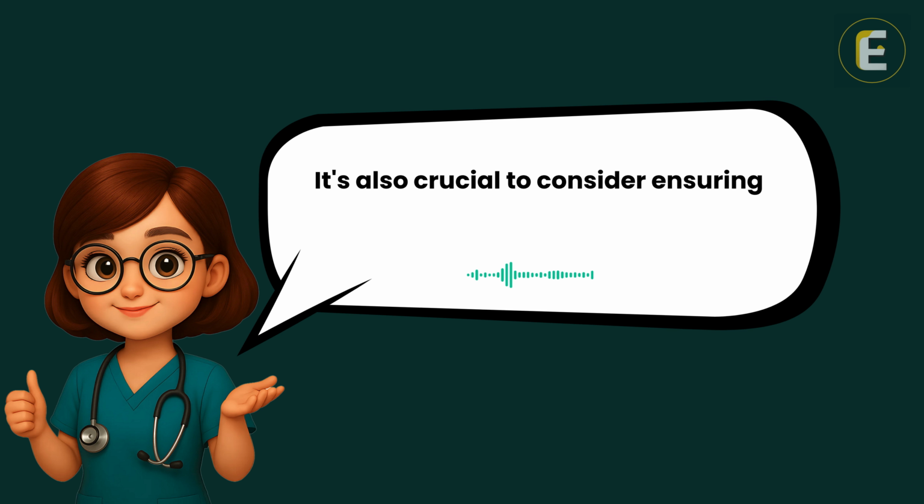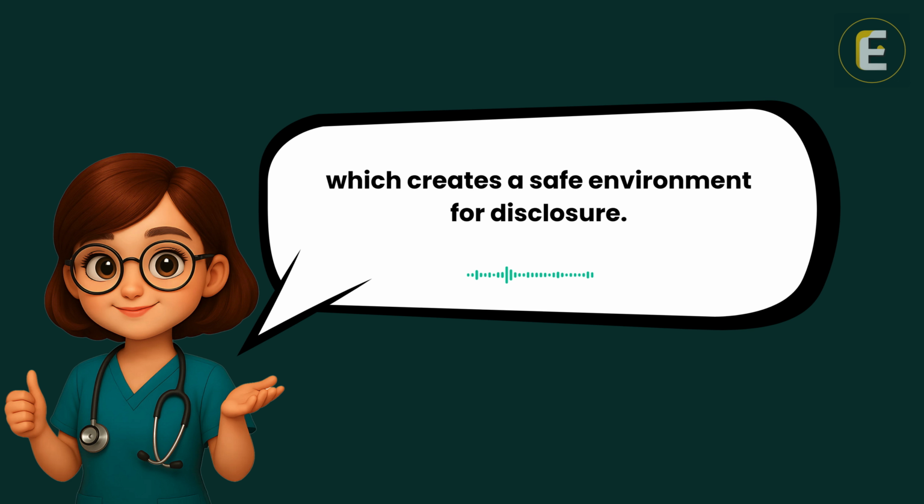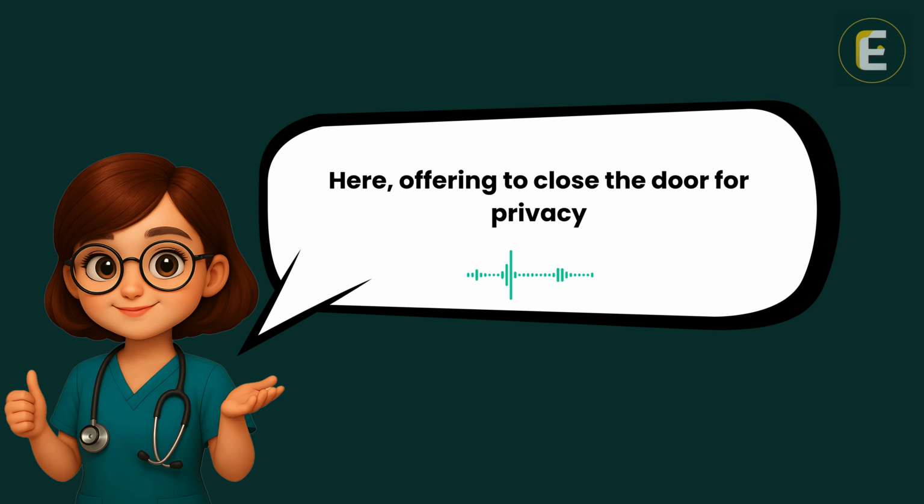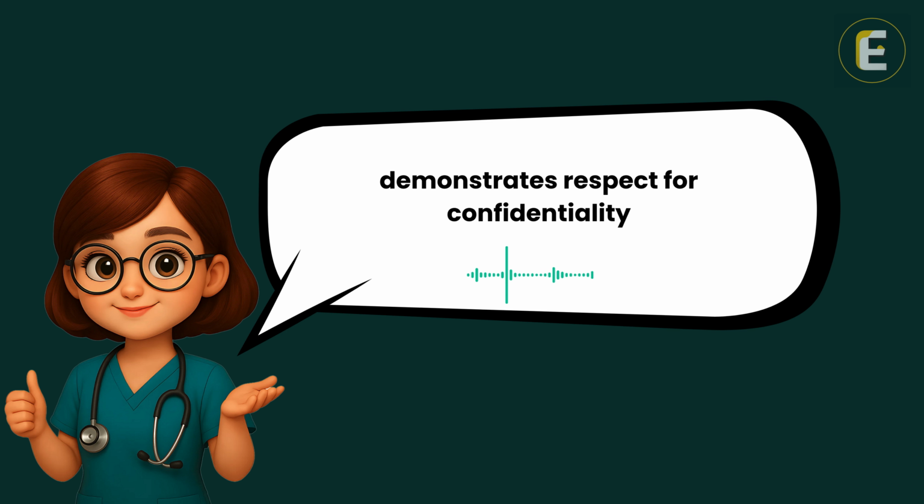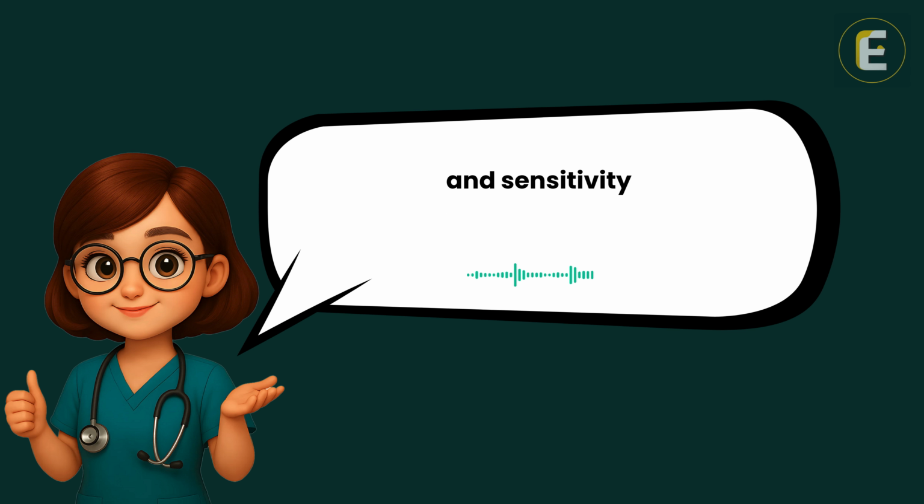It's also crucial to consider ensuring privacy, which creates a safe environment for disclosure. For example, we can close the door for privacy during our discussion if you'd prefer. Here, offering to close the door for privacy demonstrates respect for confidentiality and sensitivity to the personal nature of health information.